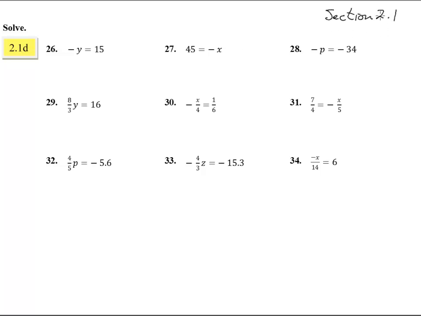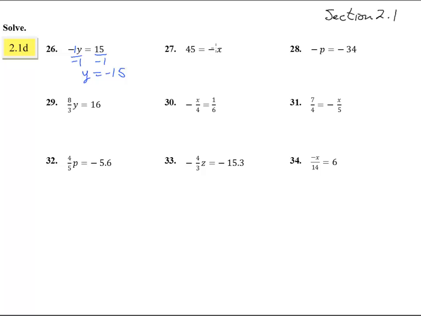Okay, here we are in section 2.1 with the answers to numbers 26 through 34. Here you notice we just have to get rid of this negative sign. You can leave it as a -1 if you'd like to view it that way. You can either divide by a -1 or times by a -1. Either way, we get y equals -15.